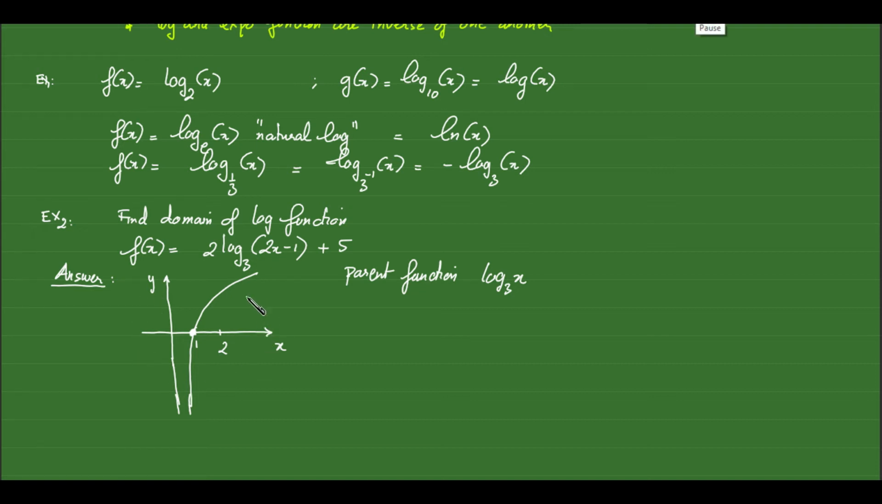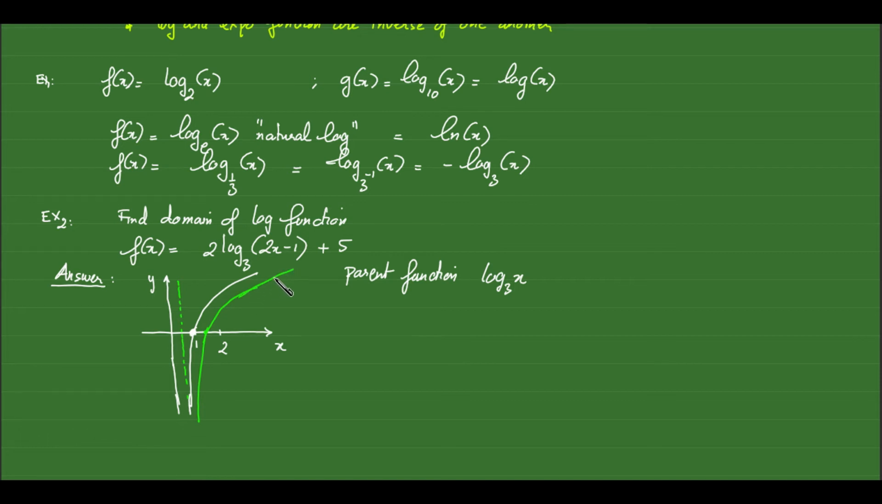So the sketch right here represents the parent function, not this one. Now we're going to move half a unit to the right. So right now, the curve will be something like this, and the y asymptote will be something like this. So it's going to move half a unit, and the curve will be something like that.